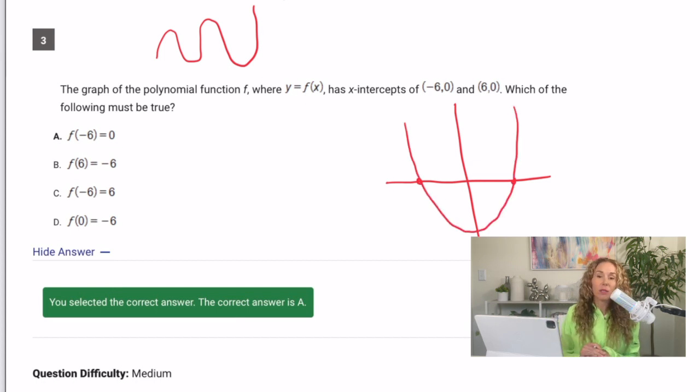Which of the following must be true? They're just testing your knowledge of being able to read function notation. So the x value goes inside the parentheses. The y value is what you get. It's basically x is input, y is output. So as you can see, an x value is -6 and the output is 0. So the answer to that is A.